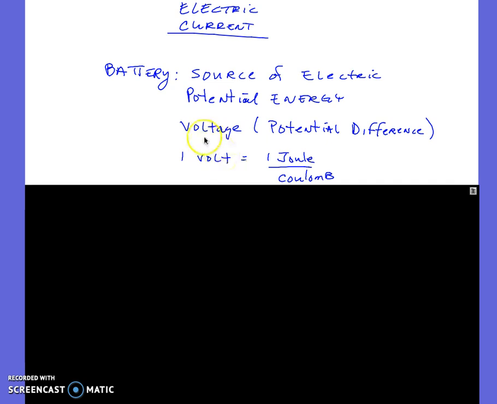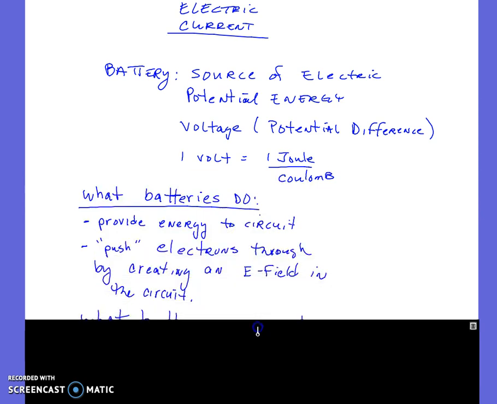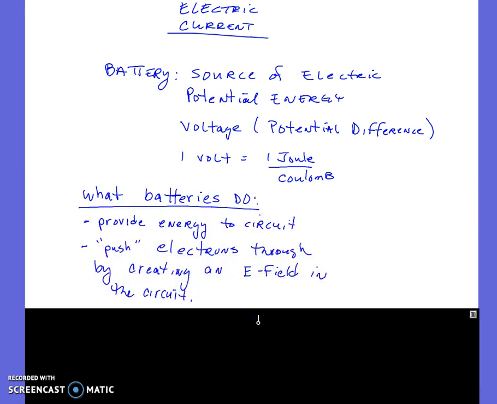Now, a volt, in terms of units, because those are the units we use to express voltage or potential difference, is 1 joule per coulomb of charge. So let's look at what batteries do within a circuit. So batteries provide energy to the circuit. They provide the energy to make the electrons move throughout the circuit.